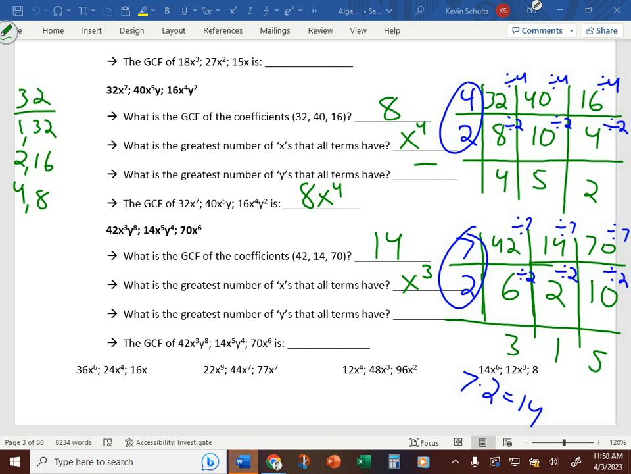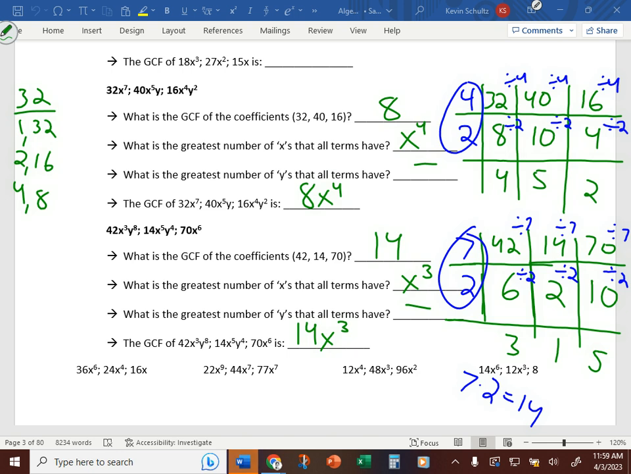Blake, you have a question? Okay. And then what's the greatest number of y's that each term has? Again, 0, because that third term doesn't have a y. Okay? So our GCF of these 3 terms, they all contain 14 as a factor of the coefficients, and they all have at least 3 x's. Okay?